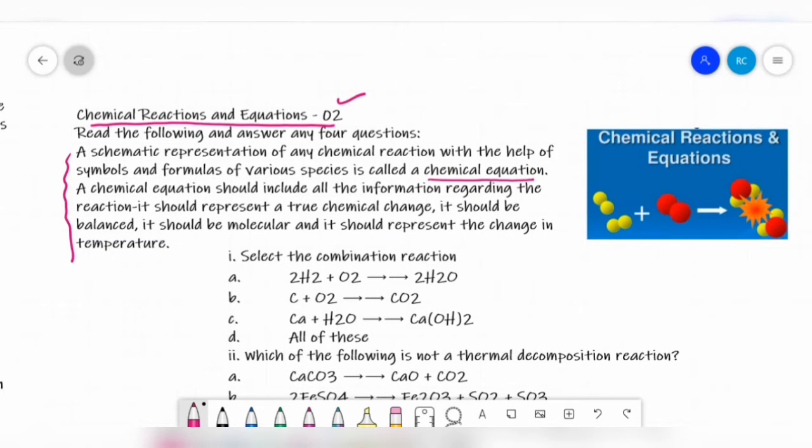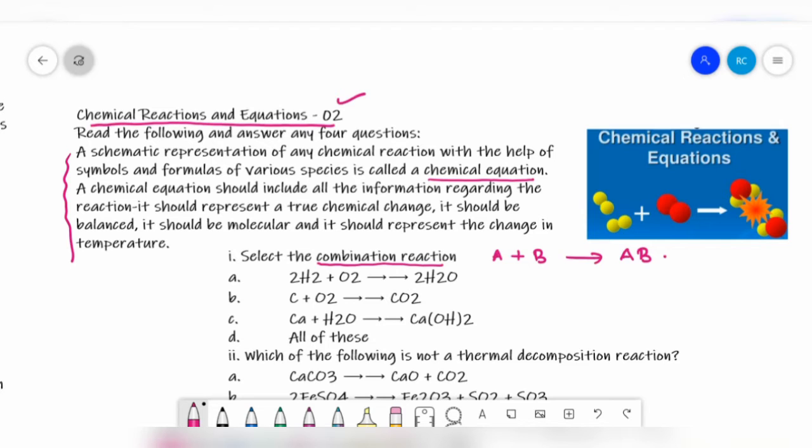So the first question is, select the combination reaction. Three equations are given there, and you need to select the combination reaction. Okay. So what is a combination reaction? In a combination reaction, two substances combine together. If you have a substance A, it will combine with B and form a product AB. This is called a combination reaction.